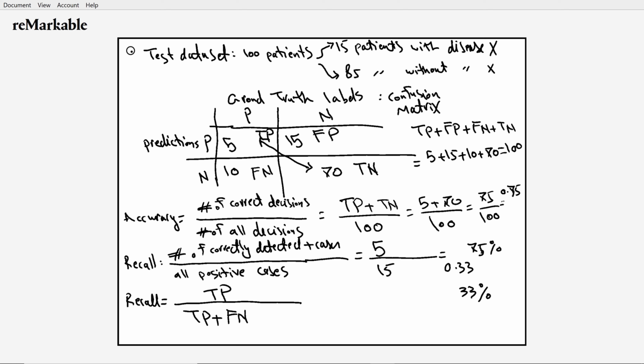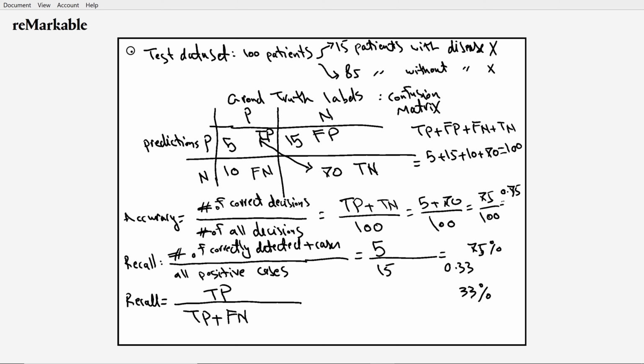And again, it's good if you can remember these simple equations based on the confusion matrix, but I think what's more important is to have an intuitive understanding of these concepts.